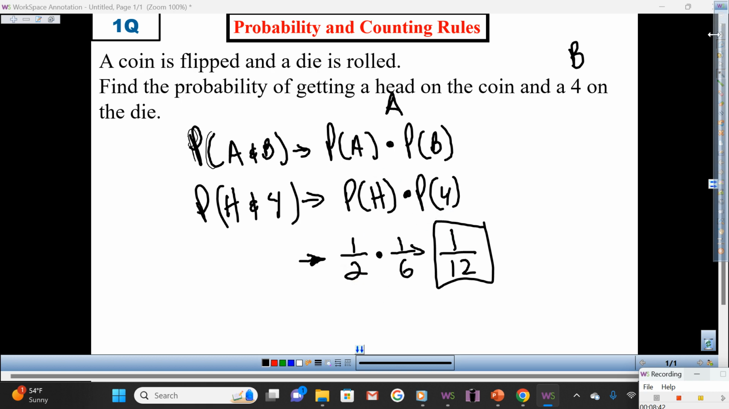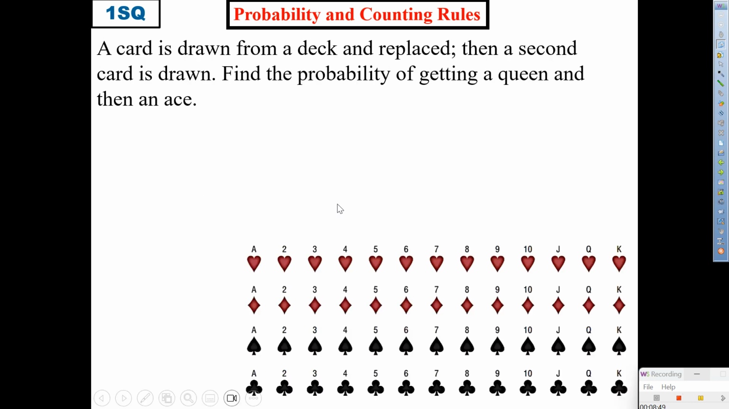All right. So let's go to example Super Q. It reads, a card is drawn from a deck and replaced. Then a second card is drawn. Find the probability of getting a queen and then an ace. Write that down, please, as well. Write the words. You don't have to copy all these. I left them here so we can use them as a reference. A card is drawn from a deck and replaced. Make sure you write the words down because this is very imperative for the next rule that's coming.